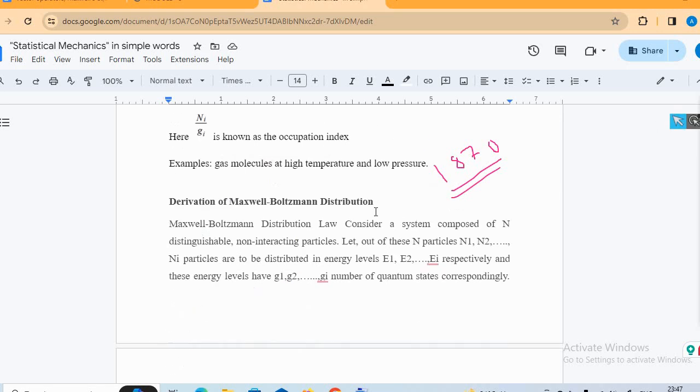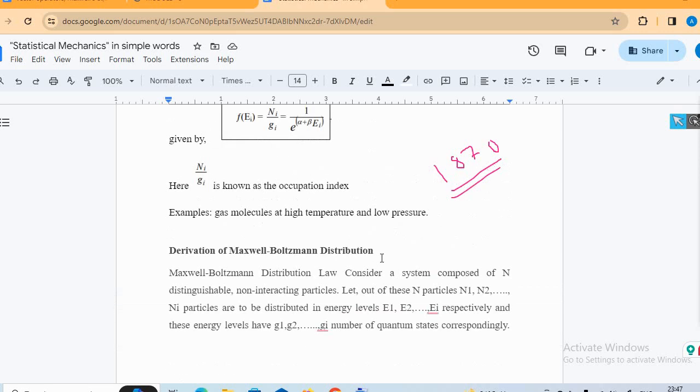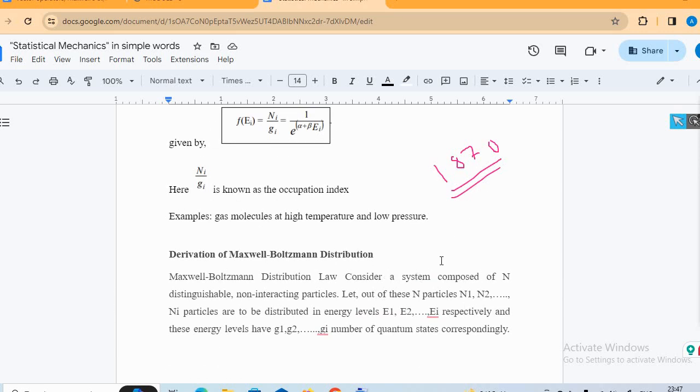Now come to the point. When we are talking about a bulk system, there will be a large number of particles and a large number of energy levels. These energy levels are denoted as G1, G2, G3, G4 up to a certain level. The energy values are E1, E2, E3 up to a certain level, and the numbers of particles in the different energy levels are given as N1, N2, N3.